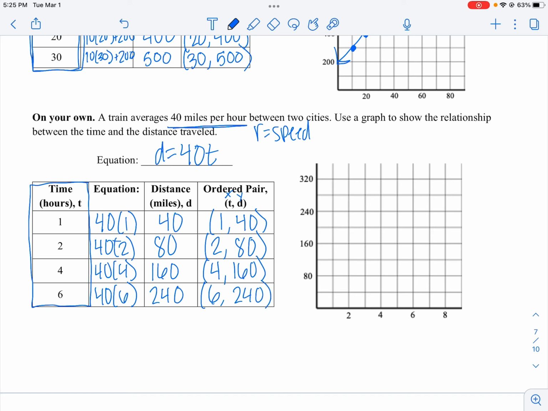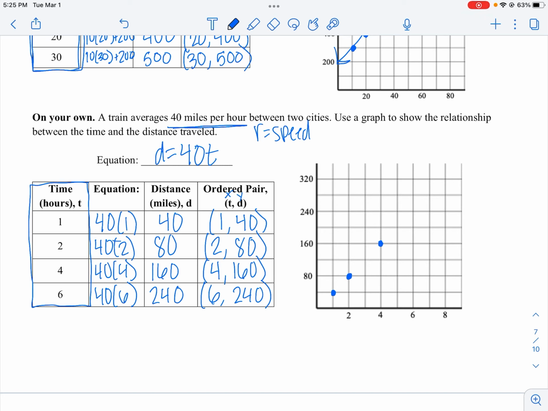And then all that's left to do is to graph them. So our first one is 1, 40. We're going to go to the right 1 and up 40. Okay, I know that's 40 because it's halfway between 0 and 80. Next, we have 2, 80. So you're going to go to the right 2 and up 80. Okay, next we have 4, 160. We're going to go to the right 4 and then up 160.